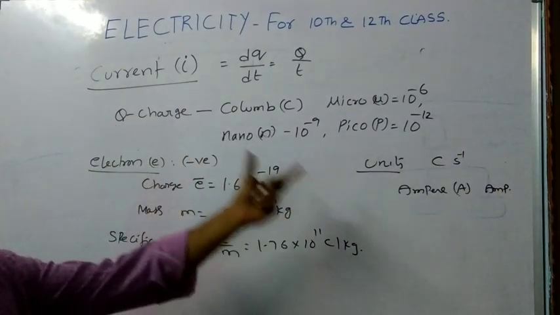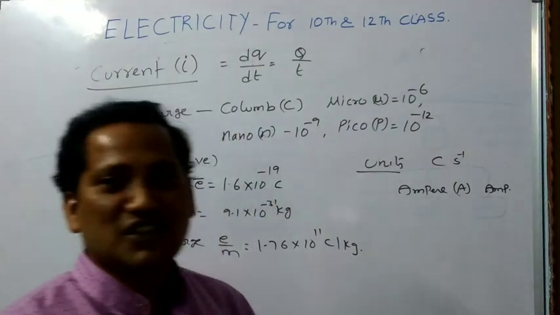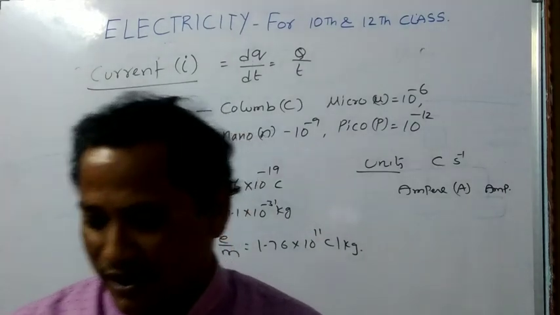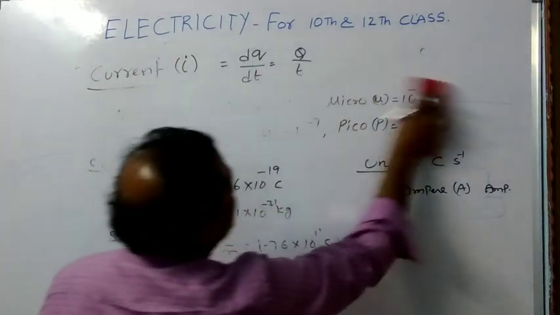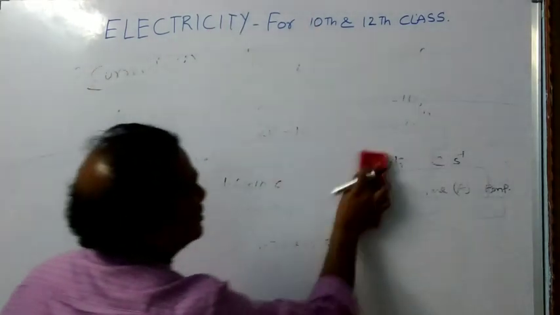So this is the ampere symbol, the current symbol. So how can you measure the current? Generally, for measuring the current, the instruments used are the ammeter and the galvanometer. So what is an ammeter? Ammeter is a device which is used to measure the current.